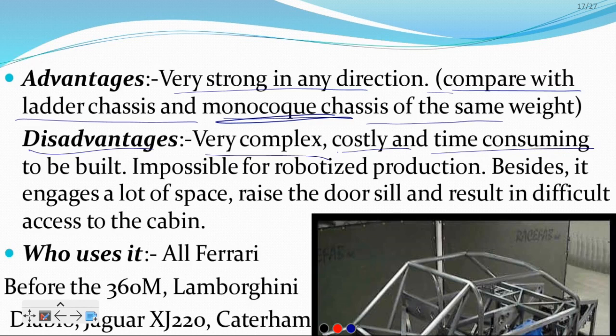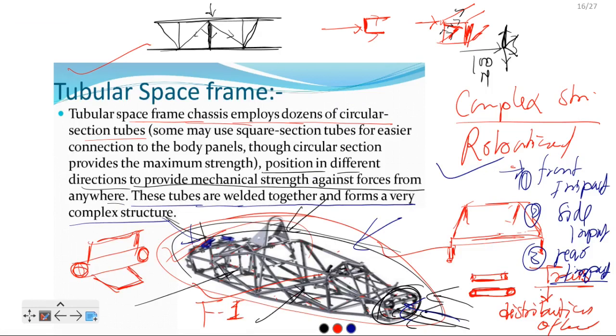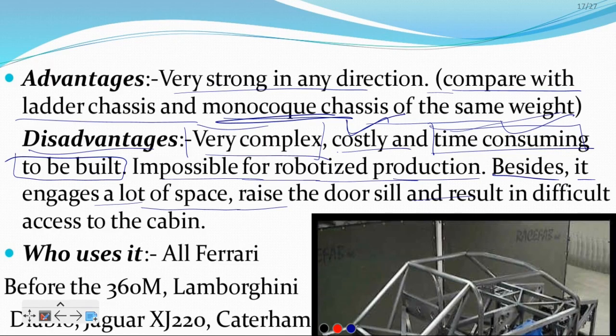Absolutely. If something is complex, that means it will be costly and time consuming also. If it takes more time, obviously the cost will increase. It takes more time to build, and it is impossible for robotized production. Absolutely right. And besides, it engages a lot of space, like doors. In the previous structures, if you are going to add the doors here, what will happen? There is very little space even for the passenger. This was a single seater for the driver only. But if you are going for the, you can see here who are using.